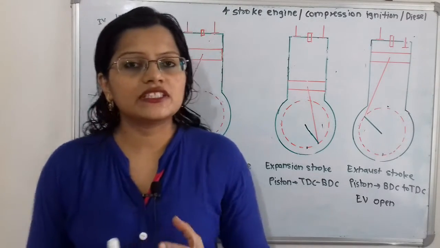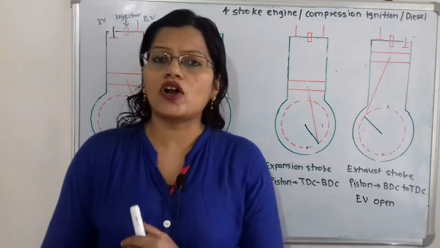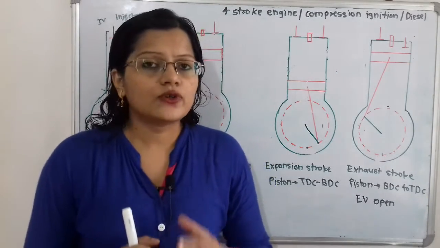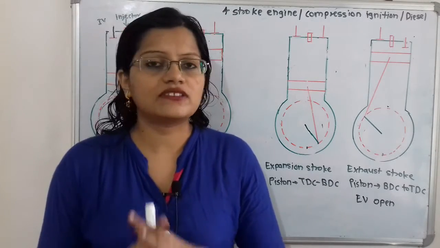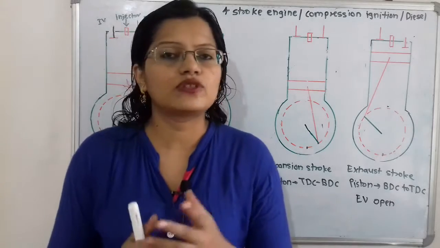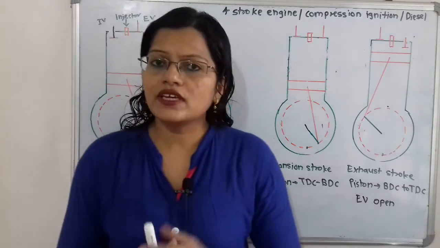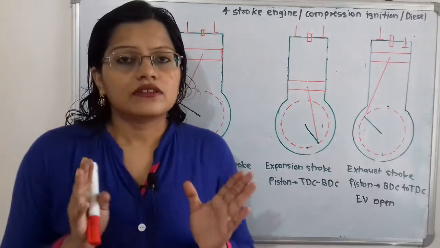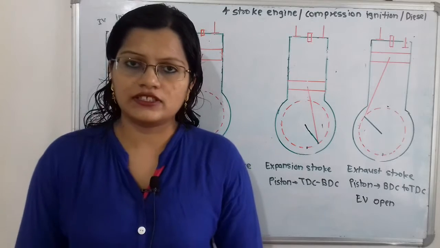This 4-stroke engine is also called a compression ignition engine. So why is it called compression ignition? Due to the increased temperature and pressure from the compression process, the fuel gets ignited. So this is called compression ignition. In this type of engine, the fuel used is diesel, so this is also called a diesel engine.